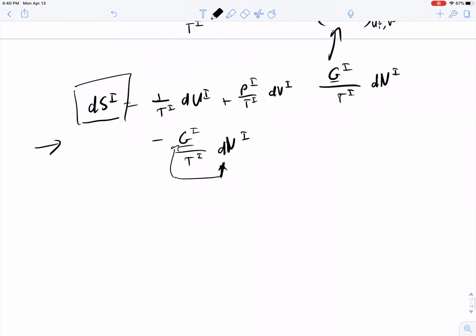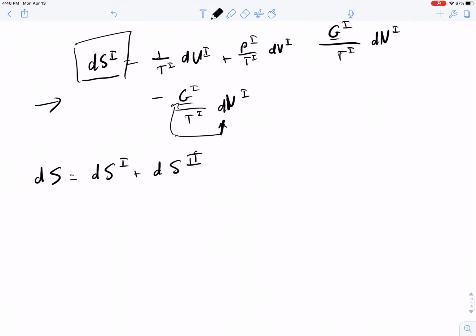What we have is a couple more pieces of information. In the total system, this is equal to dS1 plus dS2. Do you agree?